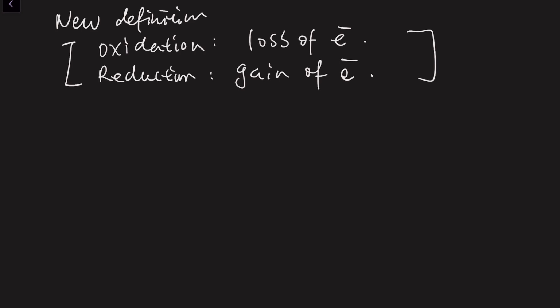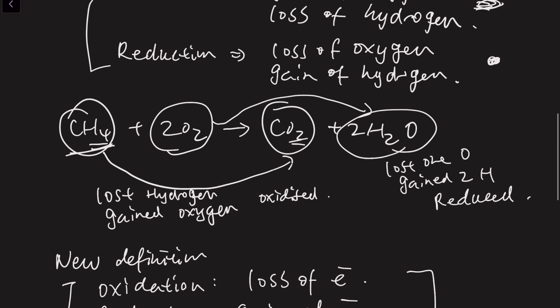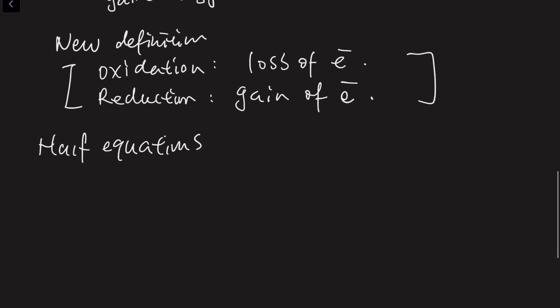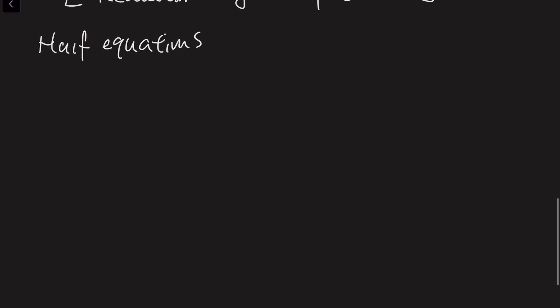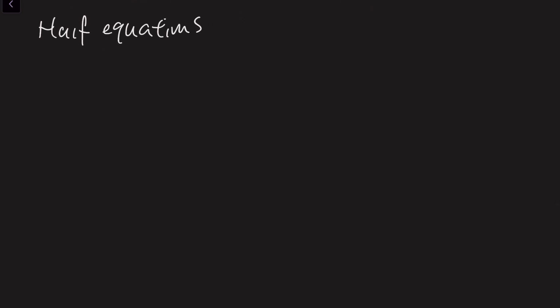How do you represent redox reaction? You use half equations. So for this example, this is like the complete equation. We cannot see any transference of electrons. So that's why we need half equation. So half of what is going on to see which species is getting oxidized and which species is getting reduced very clearly.